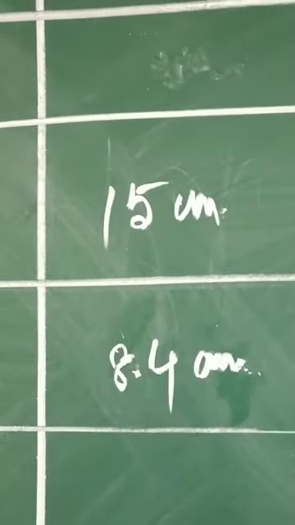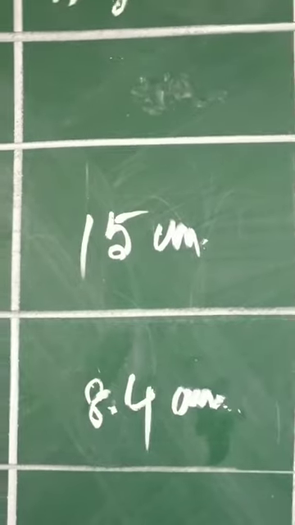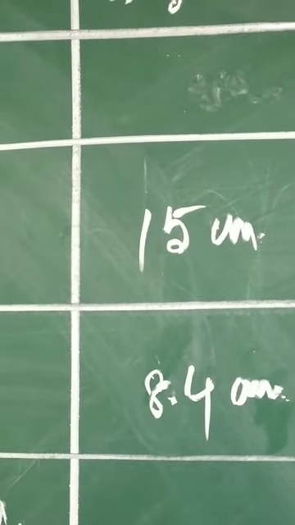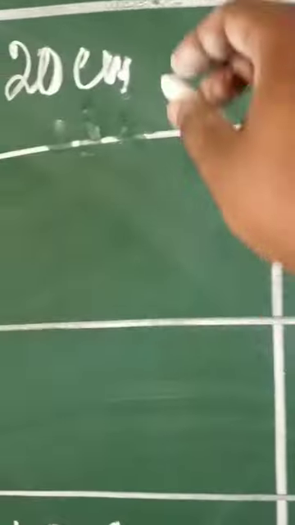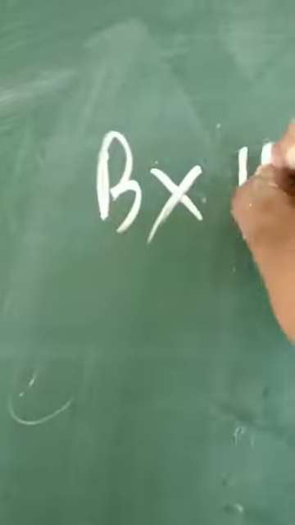Area of parallelogram is base into height. So the measure of base is given, height is unknown. What will I do, children? We can go for any X methods, or normally simply we can go for a calculation. Base into height is equal to area.